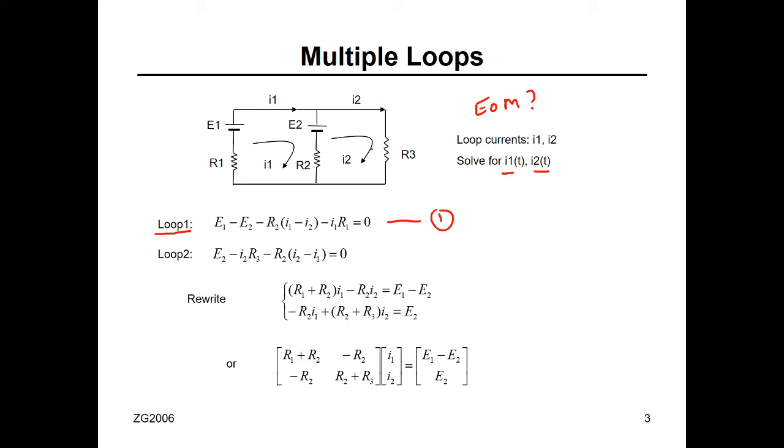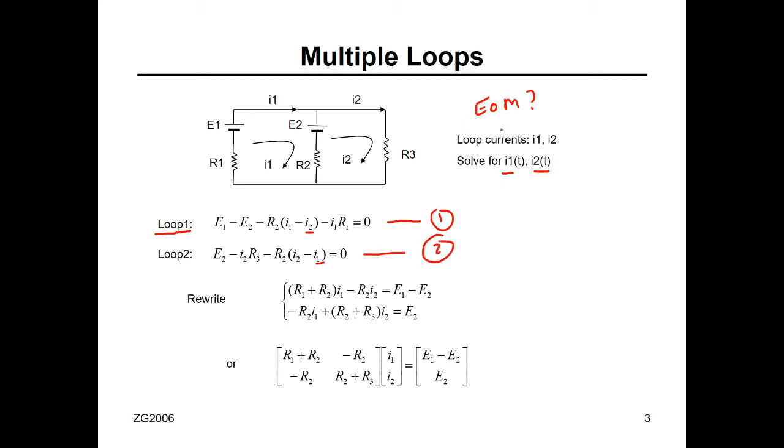For loop number 2, start with your E2, minus the voltage across R3. We have only one current here, so it's going to be minus R3 I2, minus the voltage across R2, minus R2 I2, minus the current from the other side. Don't forget the current from the other side, negative I1, equal to 0, and this is equation number 2.